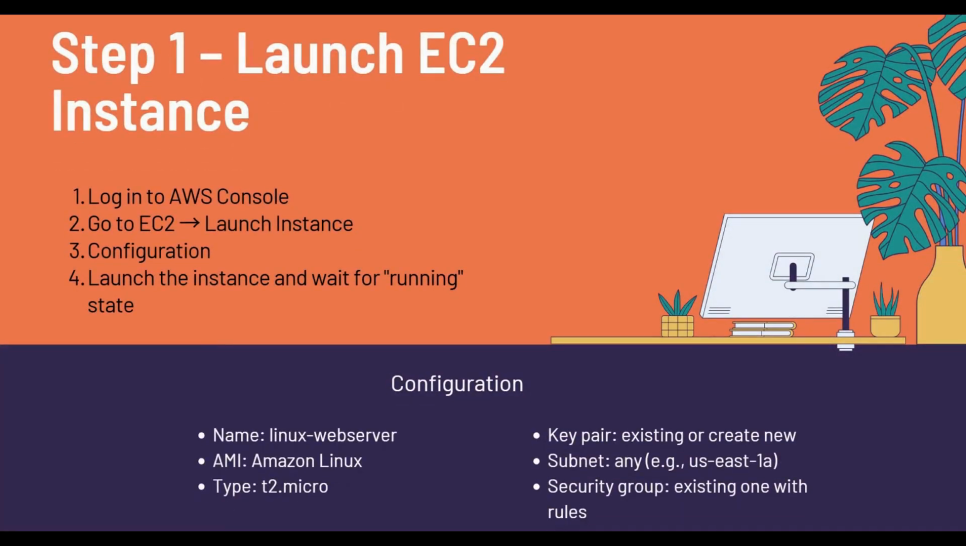Here is step 1, launching the EC2 instance. So we go into the AWS console, click EC2 and click launch instance. It is just like we did in the Windows instance. You name it Linux web server, select the Amazon Linux image, select t2 micro, and select your key pair, availability zone, security group, and then hit launch. If you see running, that's good. It means your instance is alive and clicking.